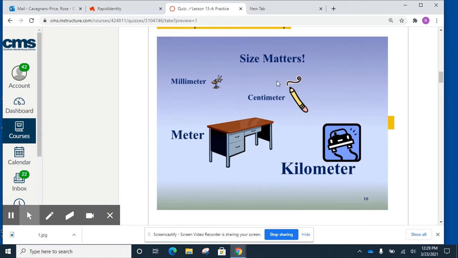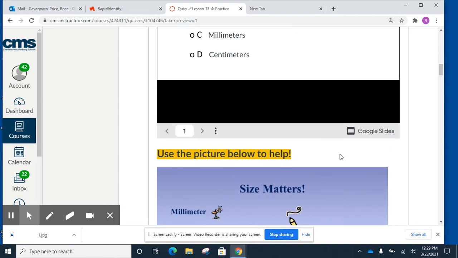Well, I put this picture down here to help you. That size matters. So a millimeter, that'd be used for an ant. A centimeter might be used to measure like the size of a pencil. A meter would be used to measure something big like the size of your desk. And a kilometer would be used to measure like the distance. Like if I was driving back home to New York to see my parents, I would be driving or measuring in kilometers because it's really far away.